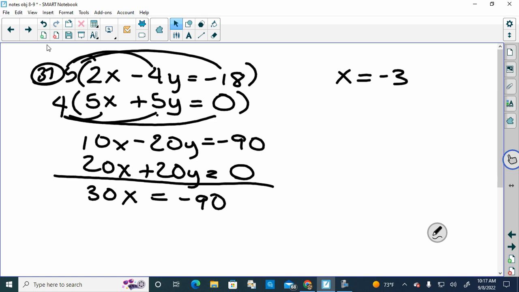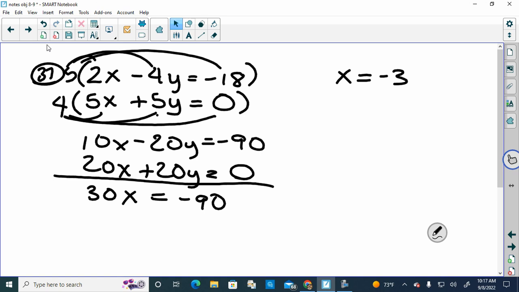Okay, then at this point now we need to solve for y. So you just pick one of the equations that you want to plug back into. Just because you don't want to work with big numbers, I wouldn't plug it back into here because these are bigger numbers. I would just pick one of either that one or that one, the originals.